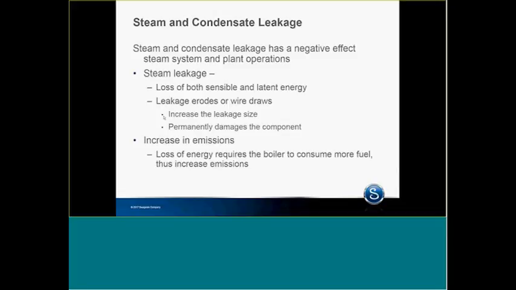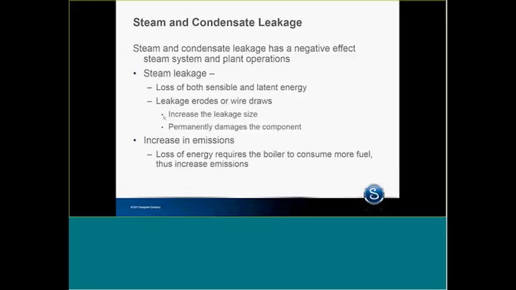Steam and condensate leakage has a negative effect on the steam system and the plant operation. With steam leaks, you lose both the sensible and latent energy. The thing about steam leaks is that they grow in size. The steam will erode the opening and it will grow, what we call wire draw. We have to be very proactive, because if we let the leaks go, they will increase in size and more leakage will occur.